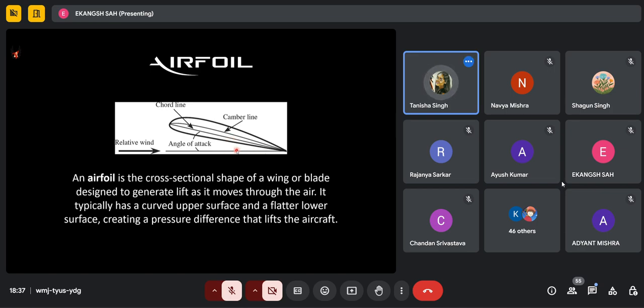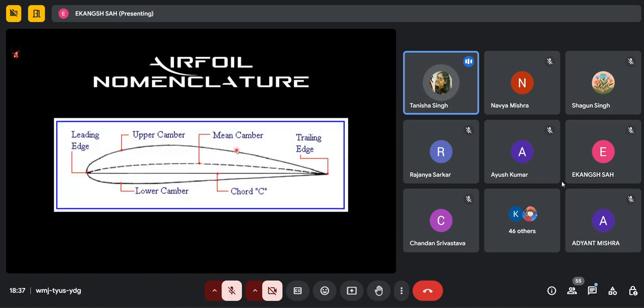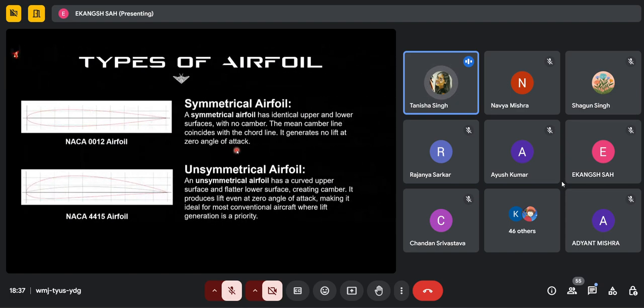Next, we will be differentiating between the upper and the lower surfaces, the symmetric and the asymmetric airfoil. So the upper and the lower surfaces of a symmetric airfoil are mirror images of each other. Symmetric airfoils have zero camber, and the mean camber line and chord line are the same. They produce less lift than asymmetrical airfoils and produce no lift at zero angle of attack. An example, the NACA 0012 airfoil, is presented before you.